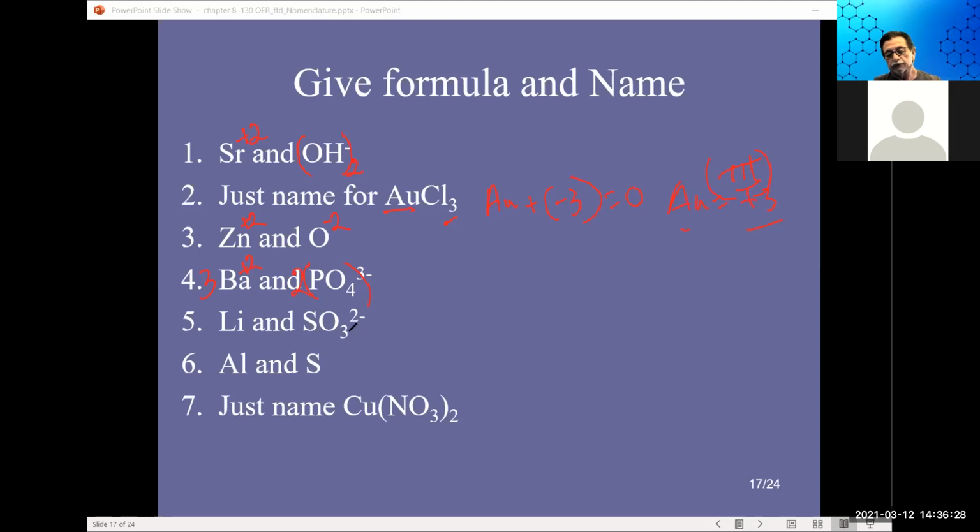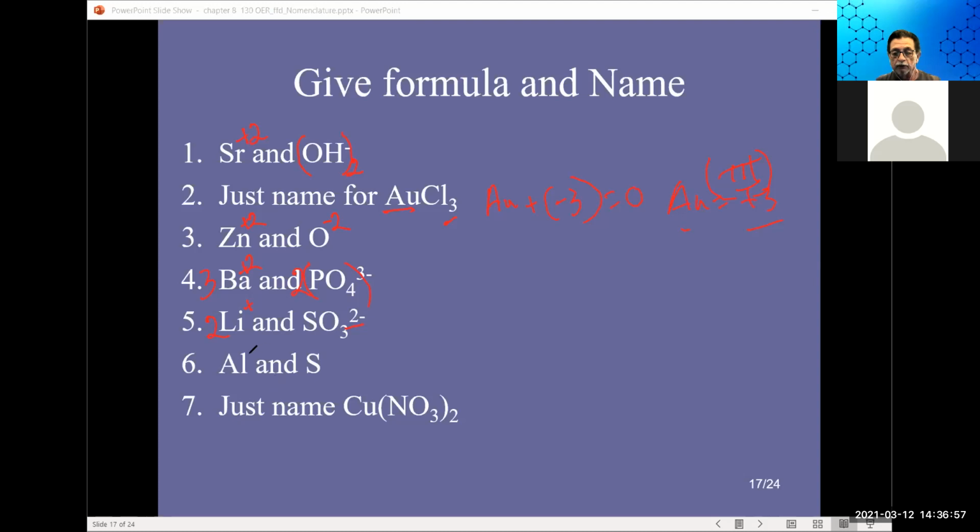Here we have SO3. We might think sulfate, but verify that in the polyatomic ion table. The SO3 is the sulfite. It has a -2 charge. Okay, the lithium is in group 1. When it becomes ionic, it ends up with a +1 charge. That means that I'm going to need 2 of them to counter the -2 of the sulfite.